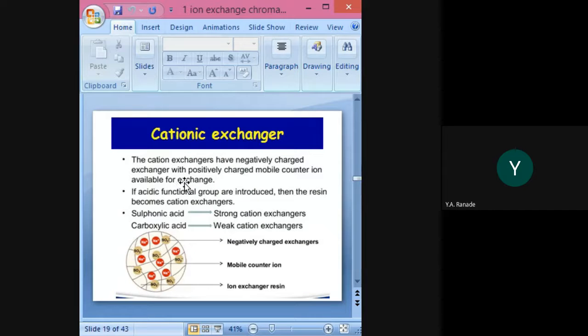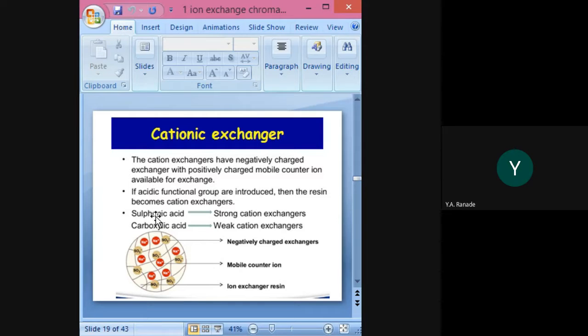This is the cationic. In the opposite manner, if you consider the cationic exchanger, they are negatively charged exchangers with positively charged mobile counter ions. So here the biomolecule is positively charged and it replaces the counter ion, and it gets itself attached to the ion exchanger which has the opposite charge. So that is the way you will be considering.